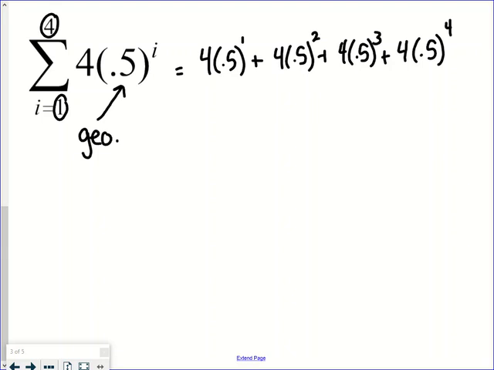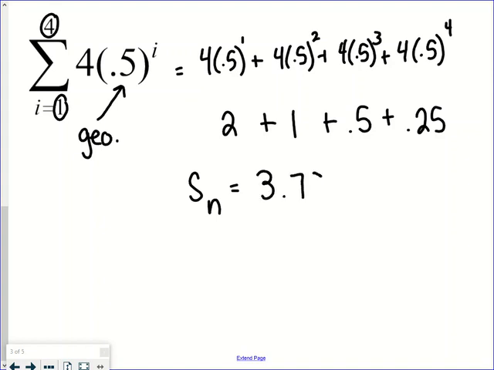So 4 times 0.5 to the first is 2, plus 4 times 0.5 squared is 1, plus 4 times 0.5 to the third is 0.5, plus 4 times 0.5 to the fourth is 0.25. Then we find the sum, add them all up, so S sub n is 3.75.